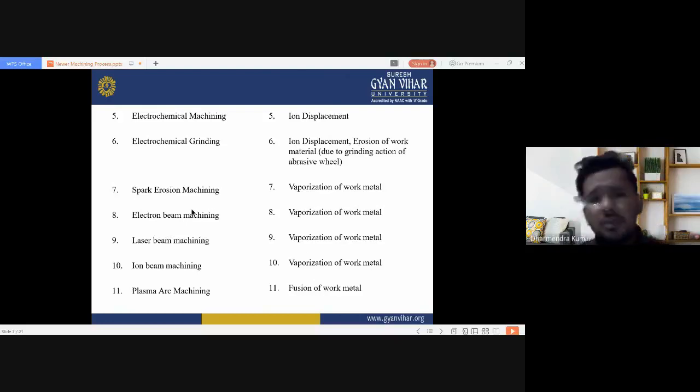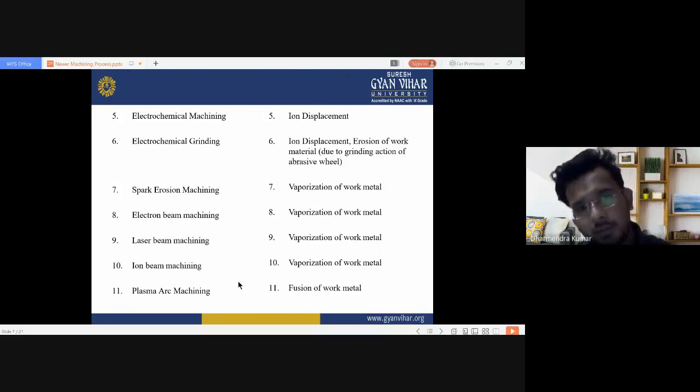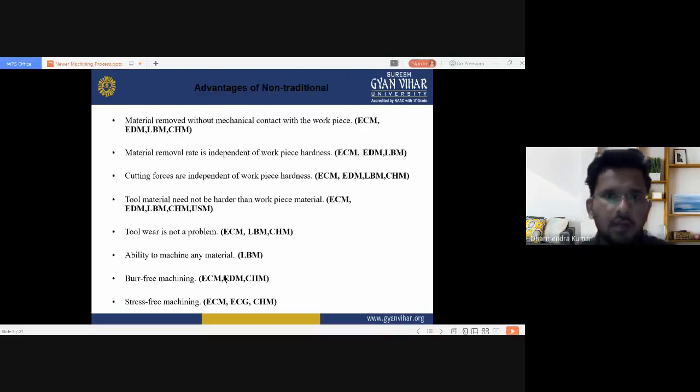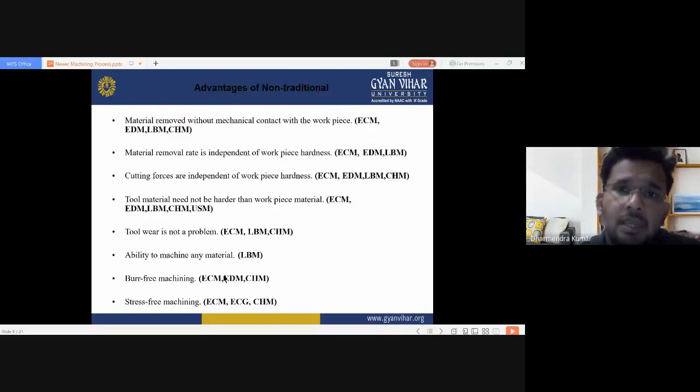These four types of newer machining processes work basically on the principle of vaporization of the work metal, like spark erosion, electron beam, laser beam, and ion beam machining. Plasma arc machining works by fusion of work metal. These are the various principles on which these machining processes work.